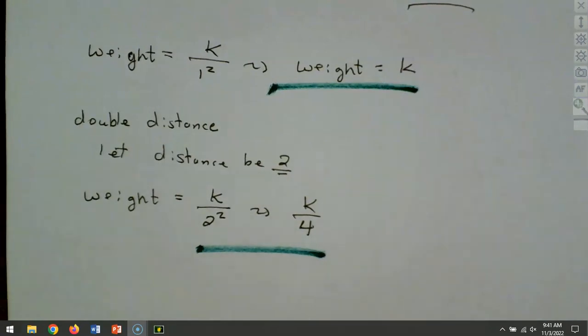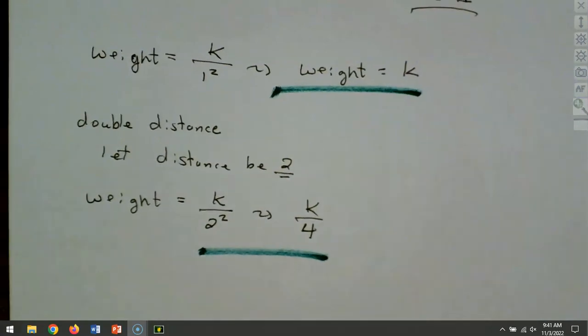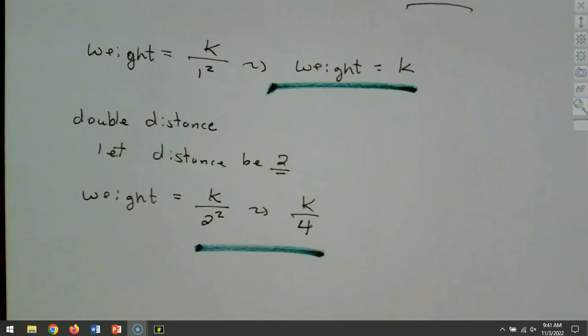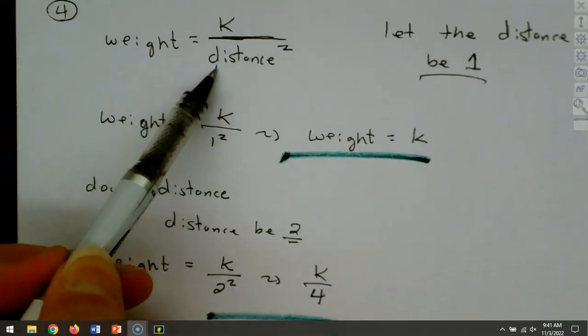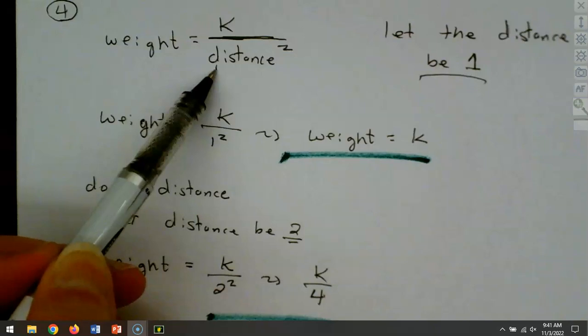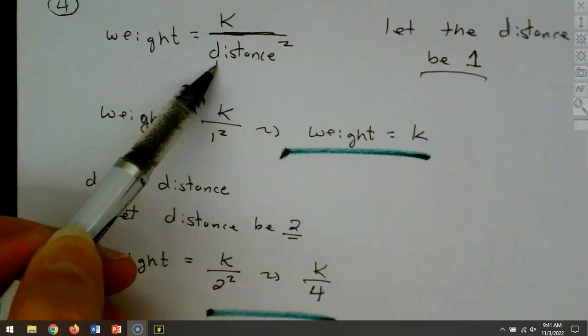When I have a 4, when I double it, what happens? It doesn't decrease by a factor of 2. It decreases by a factor of what? 4. Why? Because your distance is what? In your original formula, your distance is squared. So I plugged in numbers so you would kind of see what happens. It's a fourth as much.